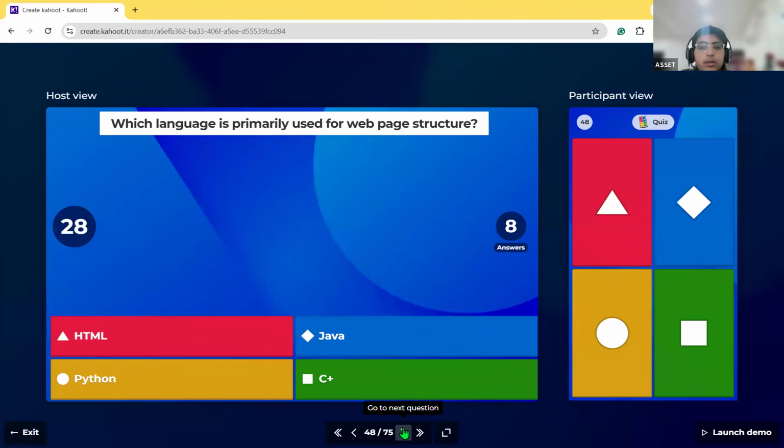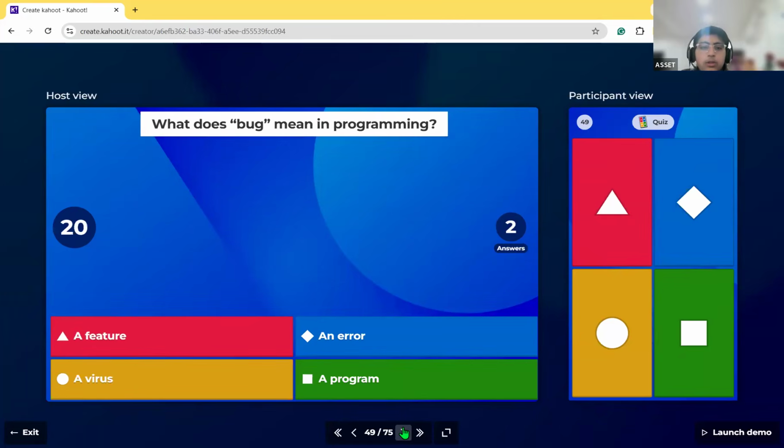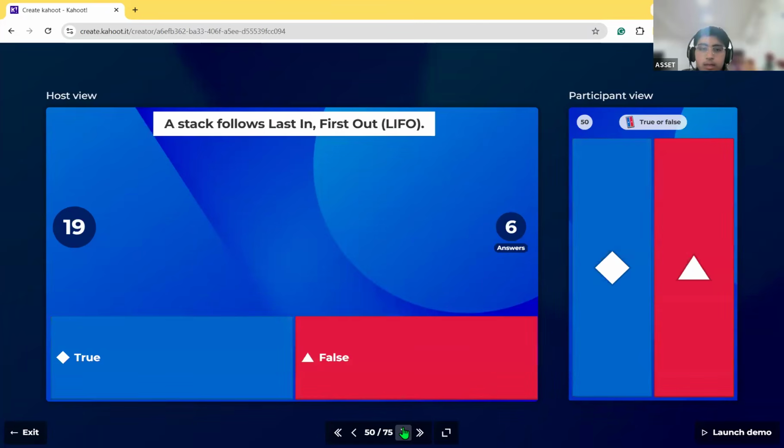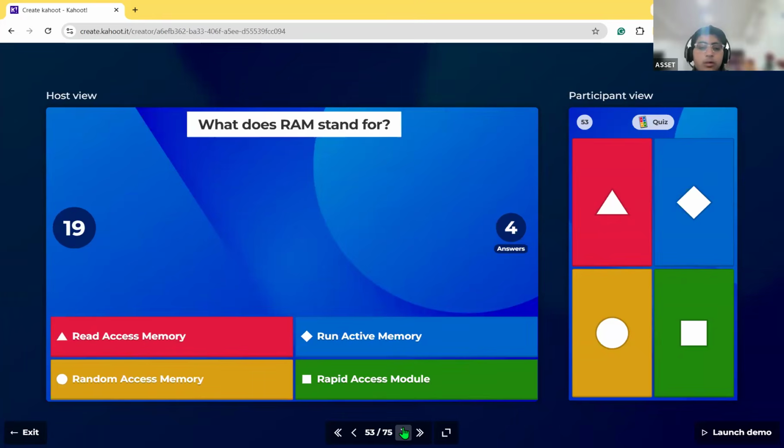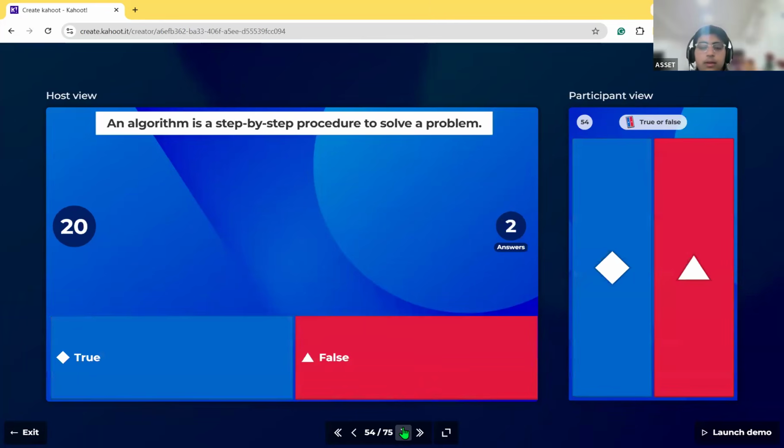Which language is primarily used for web page structure? What does bug mean in programming? A stack follows last in, first out. Python is a compiled language only and not interpreted. Which of the following is a loop structure? What does RAM stand for? An algorithm is a step-by-step procedure to solve a problem.